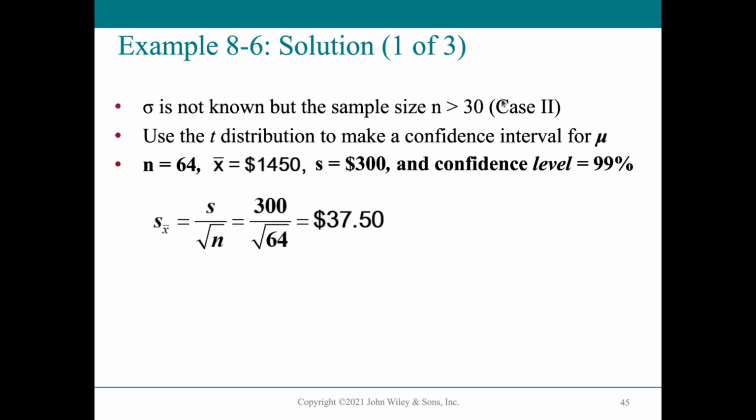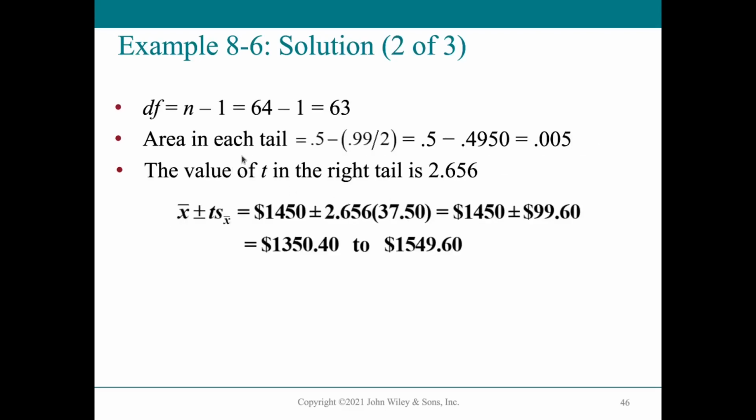So sigma is not known. Our sample size is large, it's 64, so it falls under case 2. We can still use the student's t distribution. Our n is 64, our sample statistic is 1,450, our sample standard deviation is 300, and we want a 99% confidence level. Getting the normalized sample standard deviation, I just get the standard deviation divided by the square root of 64. That's 37.5.